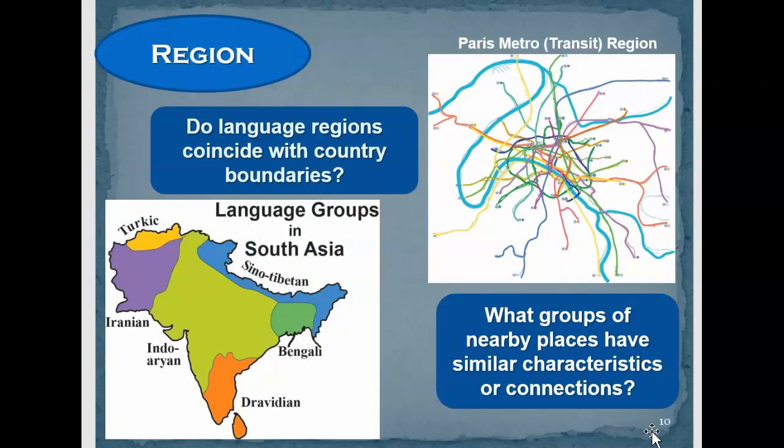Here we can see language groups in South Asia. So do language regions coincide with country boundaries? So here you can see Turkic. That must mean Turkey is right here. Iranian, Iran must be right here. So they're bordering states.